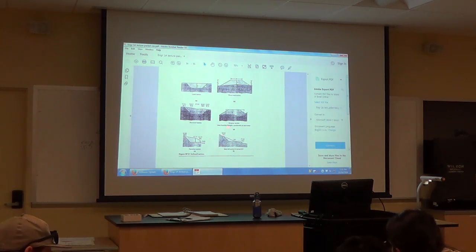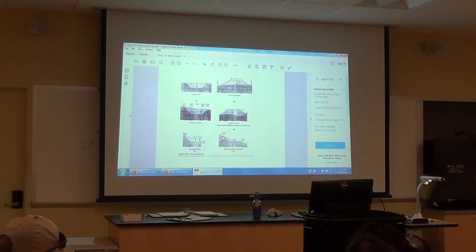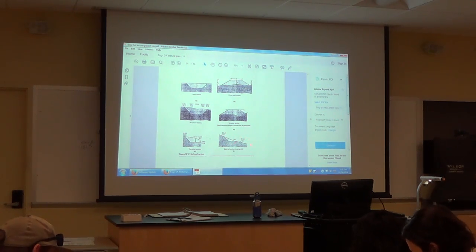Okay, let's look at the last one now. So we have to figure out where the road is. Where is the horizontal line? Right here. That's the road. So on the left, what do we have? Cut, and on the right we have fill.